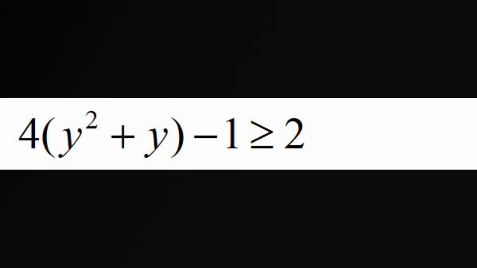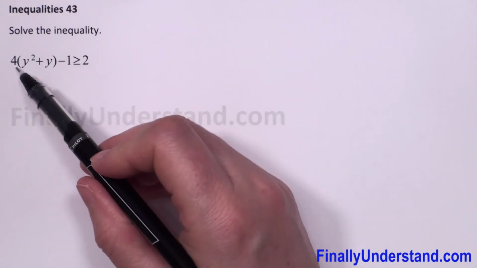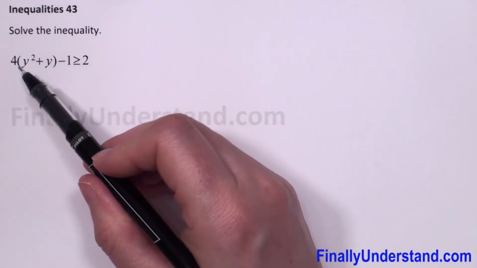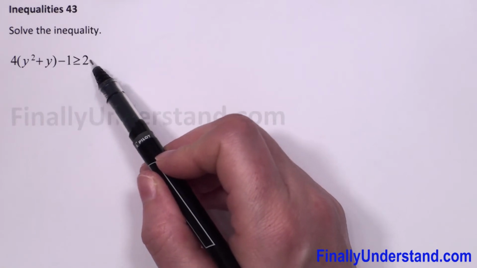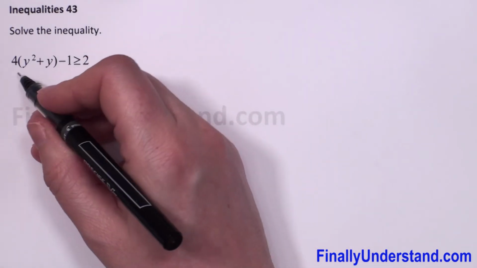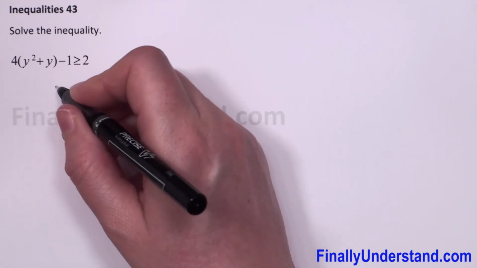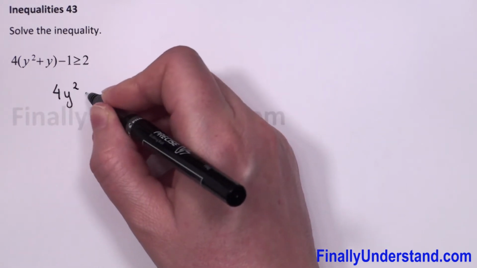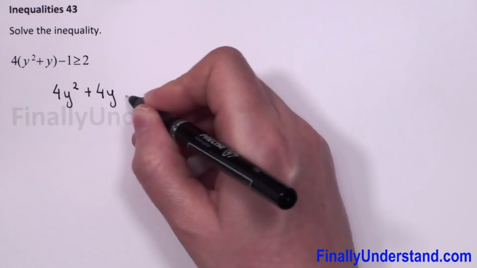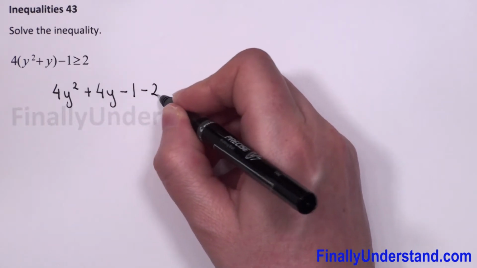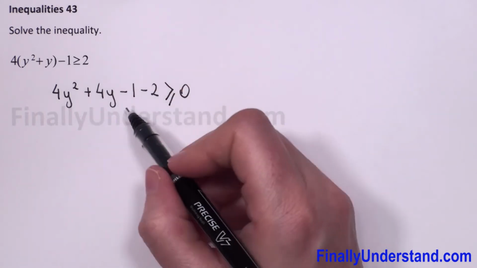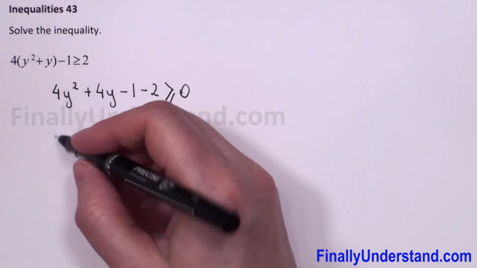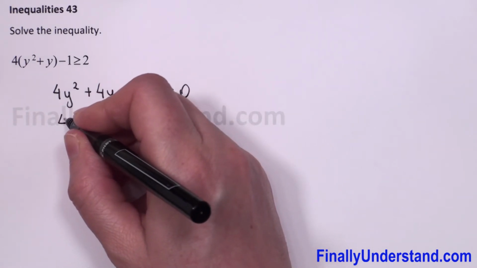Let's see our next inequality. So first, what can we do? We can multiply 4 by the content of this parenthesis, and we can move 2 from the right side to the left. So we have 4 times y squared will be 4y squared plus 4y minus 1 minus 2 is greater than or equal to 0.